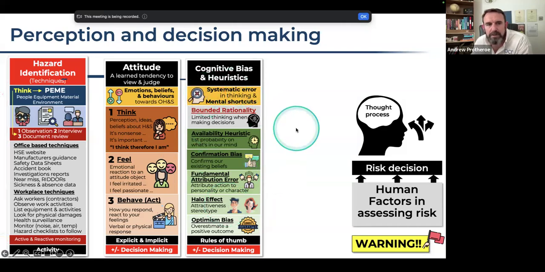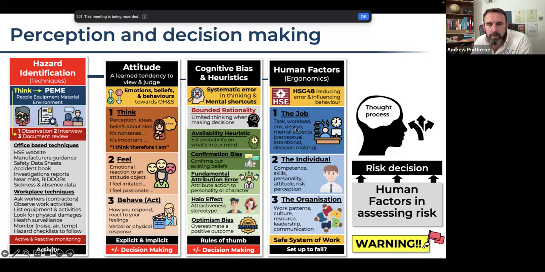Cognitive bias and heuristics. A very good document, HSG 48, looks at the performance influencing factors: the job, the individual, and the organization. Often people get blamed, and all you've got to do is go a little bit further, and then you can see it's actually a failure of the organization. It's a system failure. And you hope that system failure isn't systemic across the organization if you're global.